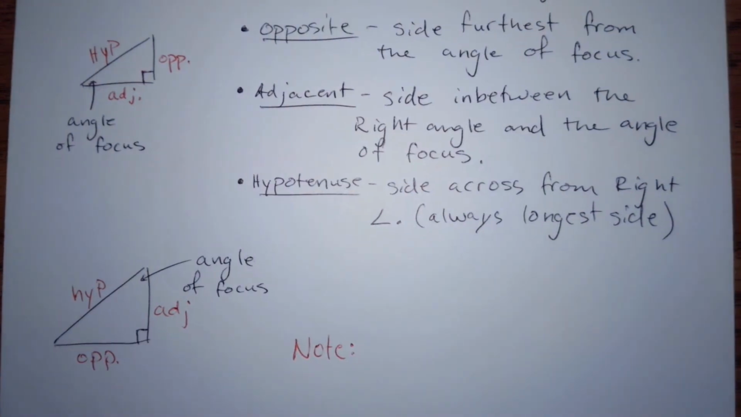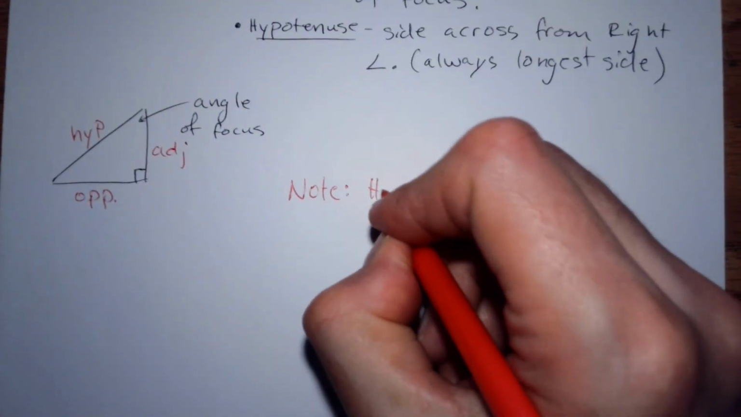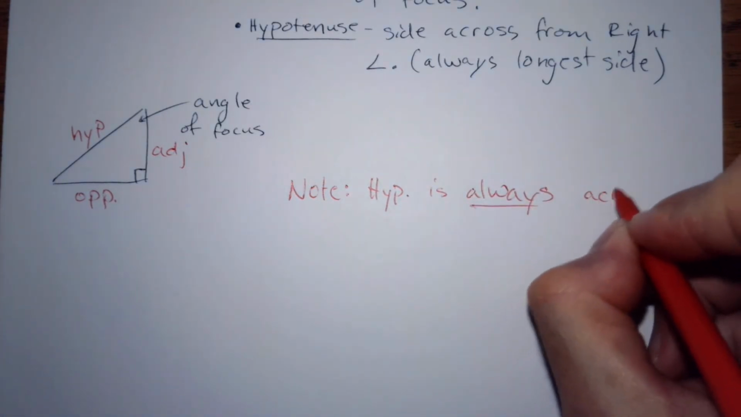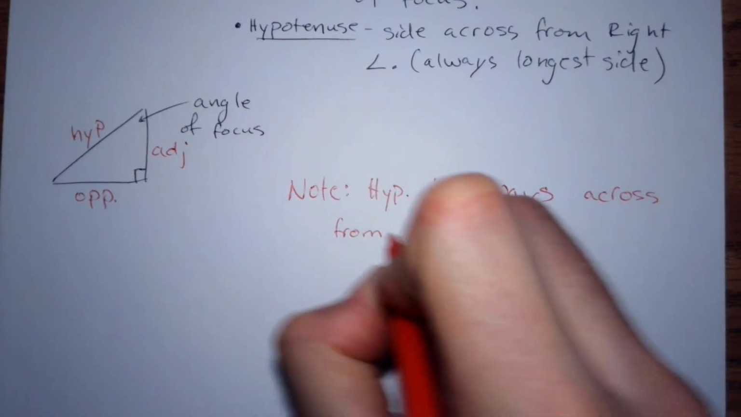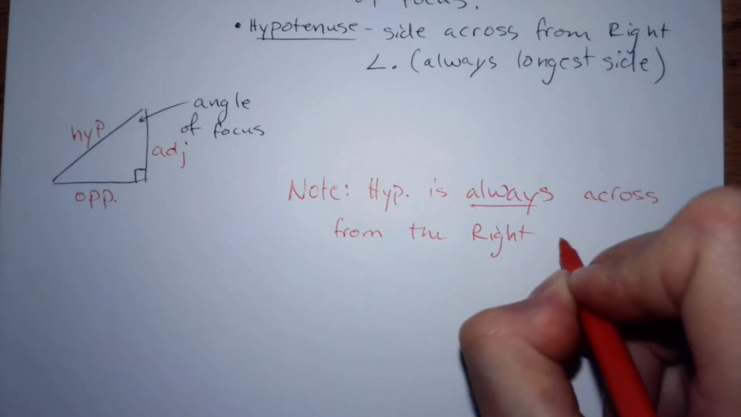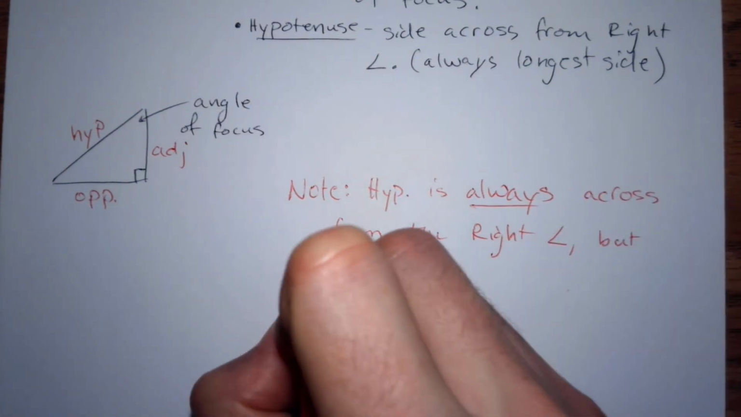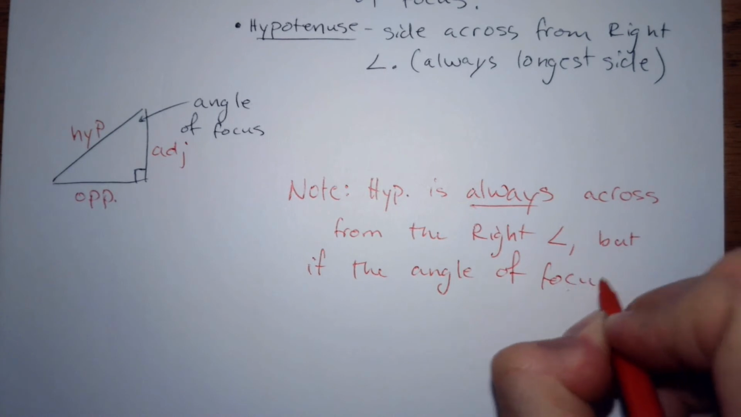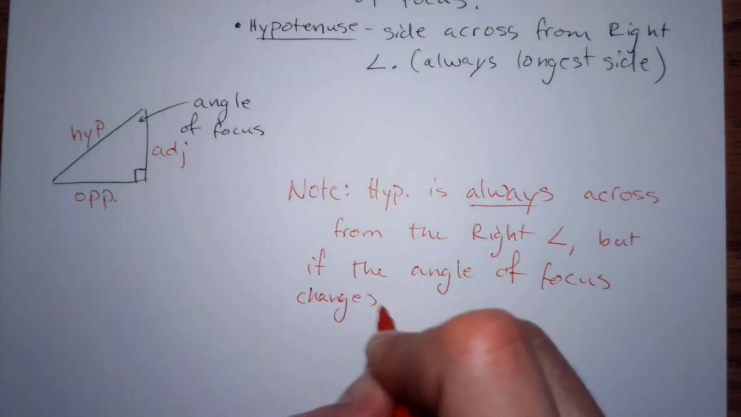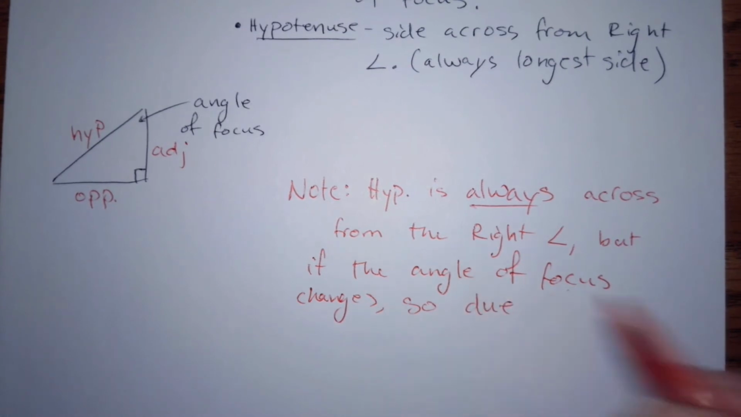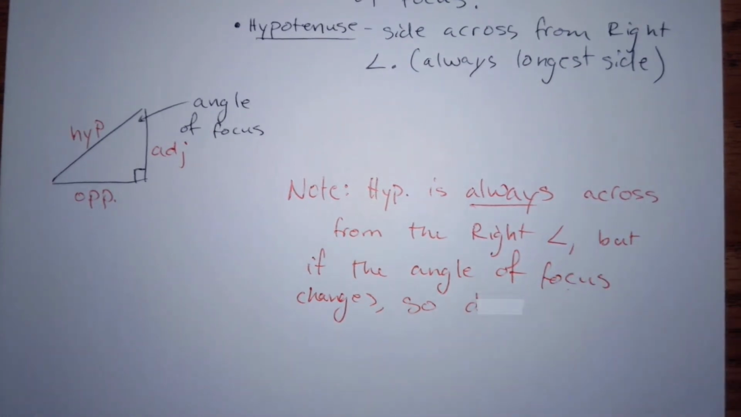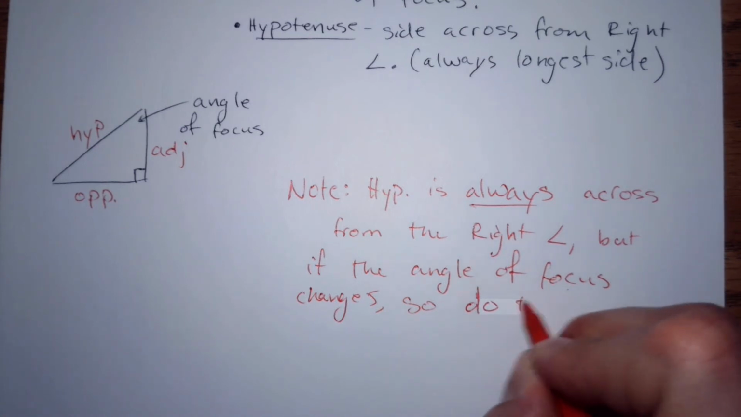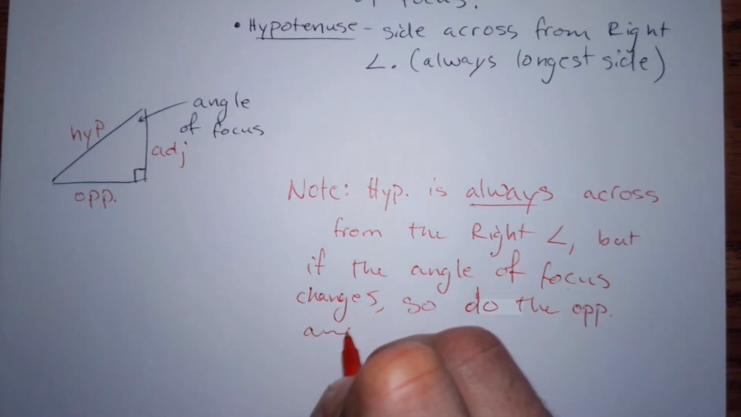So the note here is that the hypotenuse is always across from the right angle, but if the angle of focus changes, so do the opposite and adjacent sides.